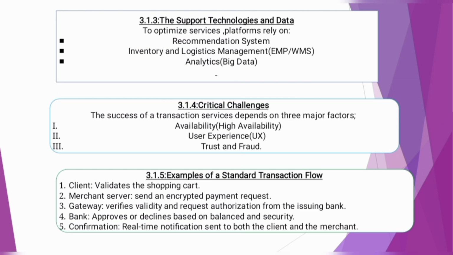Now we talk of the critical challenges. The success of a transaction service depends on three major factors. Availability, that is high availability, the system's ability to handle peak load. Example, we have sales periods like Black Friday. Also, we have user experience, a smooth checkout process to reduce cart abandonment. We also have trust and fraud, implementation of AI-based anomaly detection systems to prevent fraudulent transactions. As you can see, a well-presented example of a standard transaction flow below.